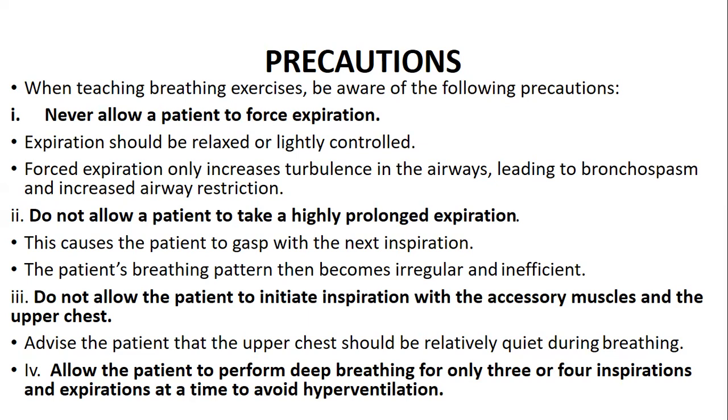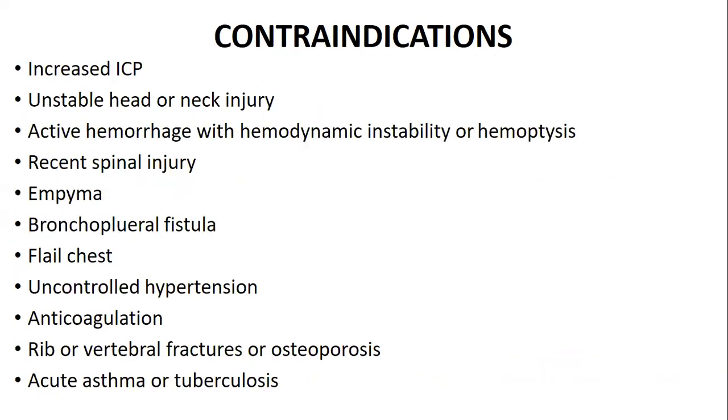Do not allow the patient to initiate inspiration with the accessory muscles of the upper chest. Remember the primary muscle of inspiration is the diaphragm. So you do not encourage the patient to take an inspiration using accessory muscles. Allow the patient to perform deep breathing for only 3 or 4 inspirations and expirations at a time to avoid hyperventilation.